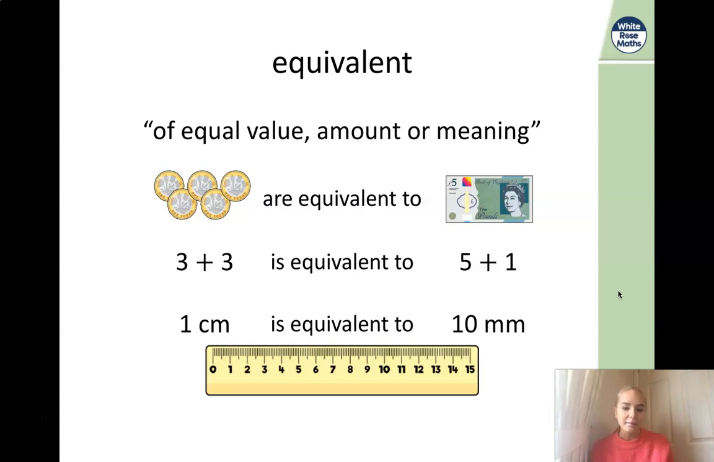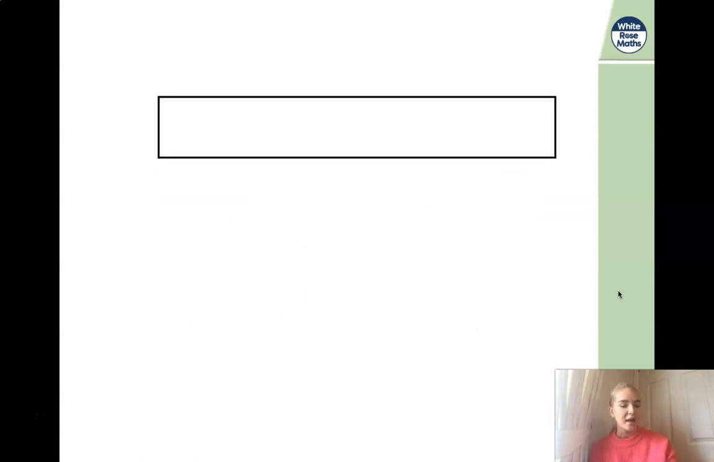They are the same. And in today's lesson, we are going to be looking at equivalent fractions. So fractions that are different because they look different, but they have equal value. They mean the same. They have the equal amounts. Okay, so here I have a bar, and we're going to use the bar model today to help us to work out equivalent fractions.